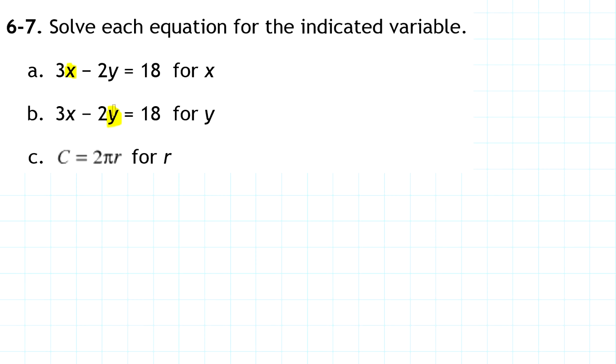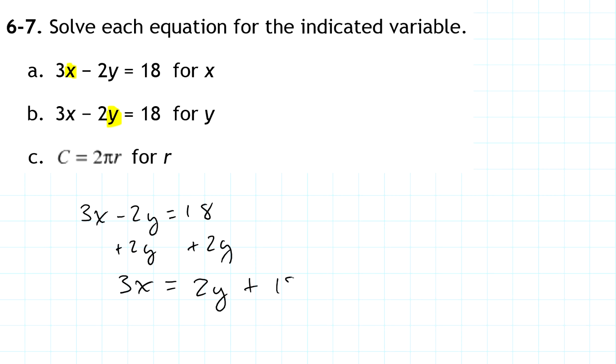We need y alone. So if we consider the first equation, if I'm trying to isolate the x variable, I probably would begin by adding 2y to each side. So the equation as it appeared was 3x minus 2y equals 18, and I'm going to add two y's to each side. When I do that, the left-hand side becomes simply 3x, and the right-hand side becomes 2y plus 18.